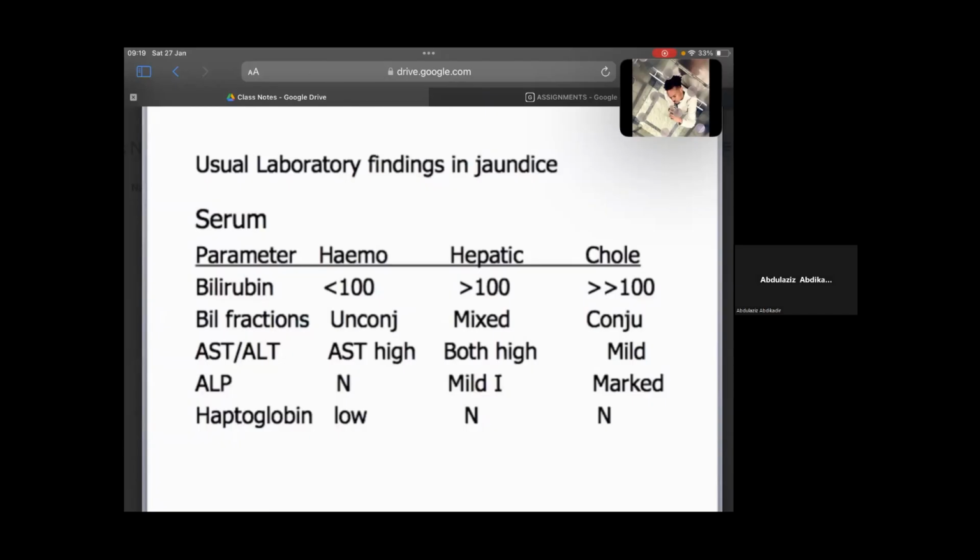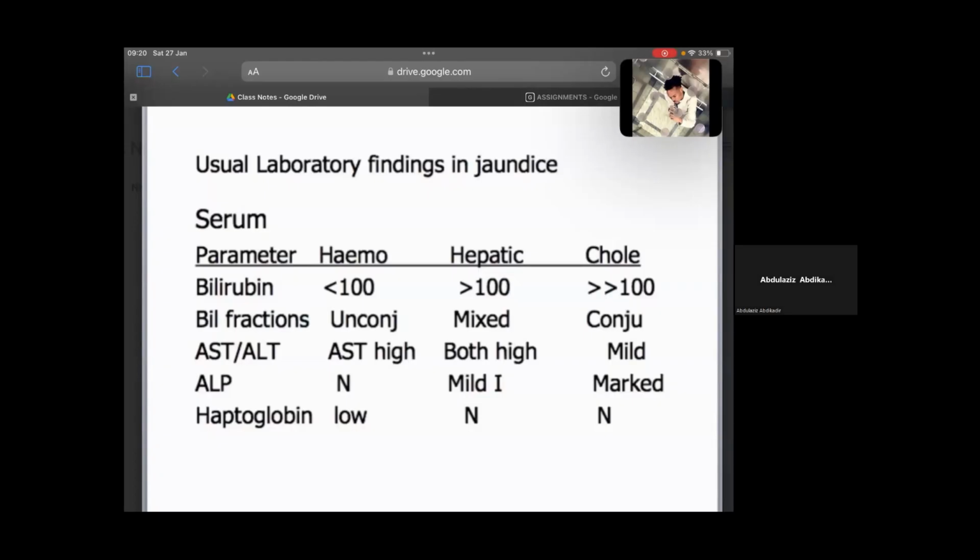So the bilirubin fractions in hemolytic jaundice are unconjugated, but in cholestasis they are conjugated. The AST and ALT, that is not a ratio, that's not dividing, it just tells you ALT or AST. In hemolytic jaundice the aminotransferases will be raised, but in cholestasis it will be mild. Remember, an obstruction can be reversed.